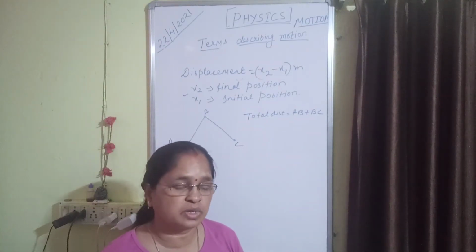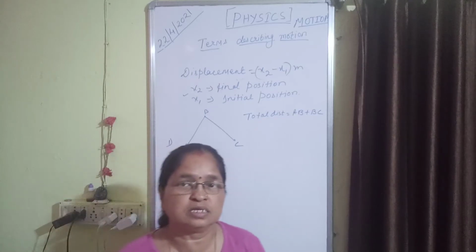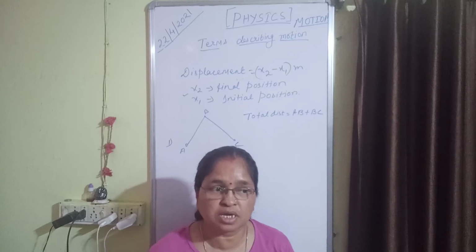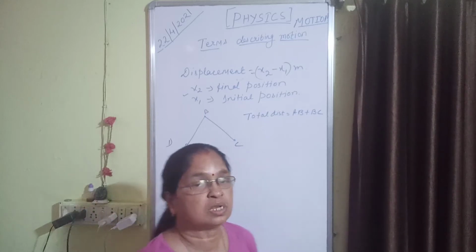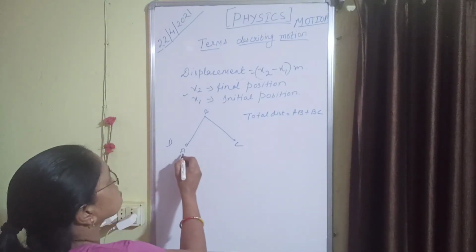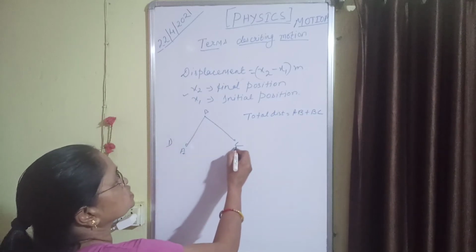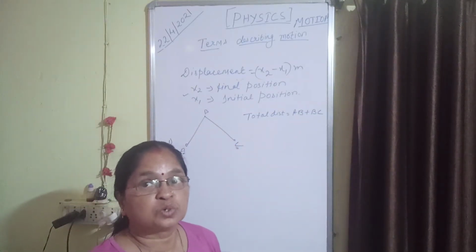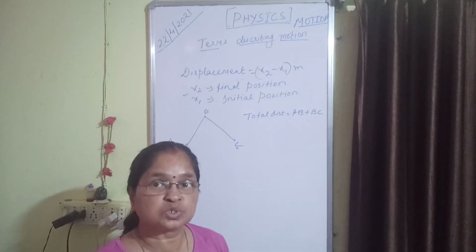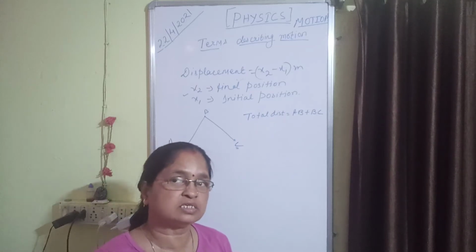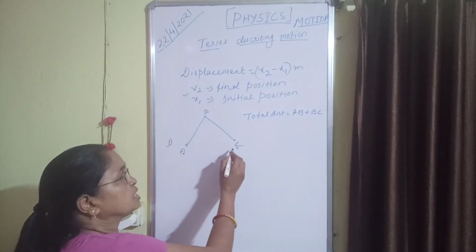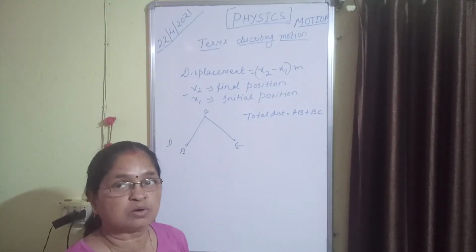I have told you, you must be careful about what the initial position will be and what the final position will be. So be careful with both these positions. Our initial position is A and final position is C. A and C. So displacement is always the shortest distance between the initial position and the final position. So what can be the shortest distance between A and C?